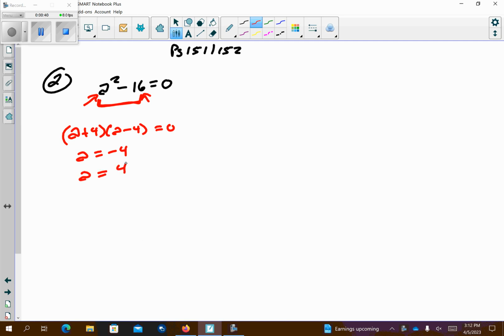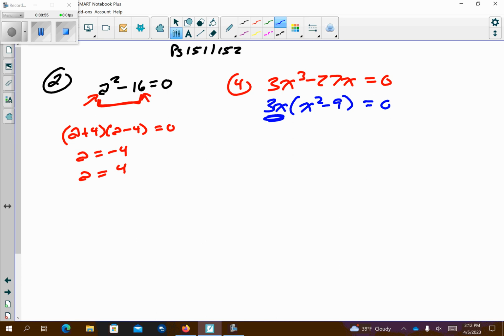4 and negative 4. Problem number 4, we have 3x to the third minus 27x is equal to 0. So I can factor a 3x out of both, and that leaves me x squared minus 9 equals 0. Well, this 3x is going to just give me x equals 0. There's three answers to this because it's raised to the third power.